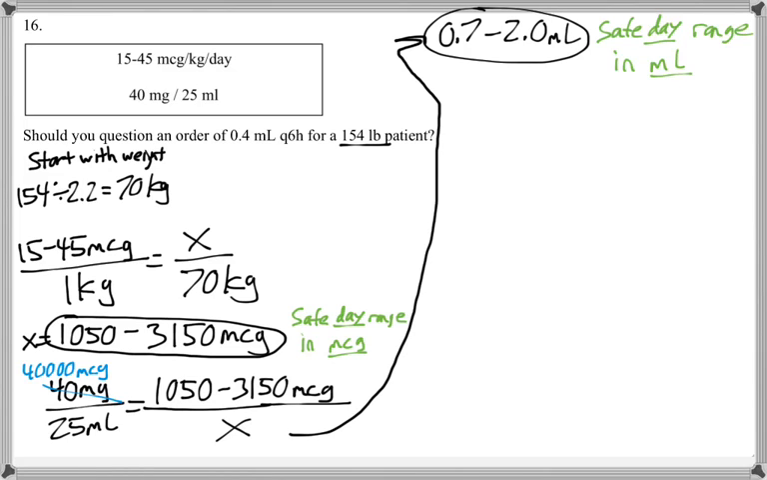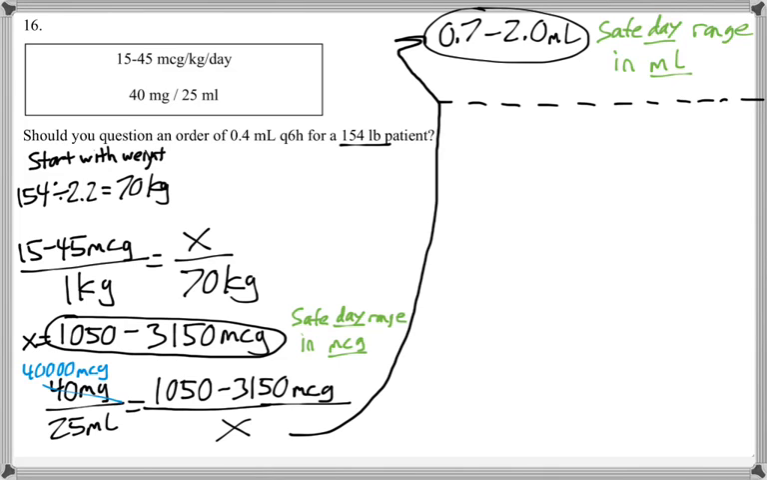So at this part we really have two different options because we have a day range but a dose order. So we can either convert the dose order to a day order and then compare, or we can convert the day range to a dose range and compare that with the 0.4. And I'll show both ways, but you only need to do one.